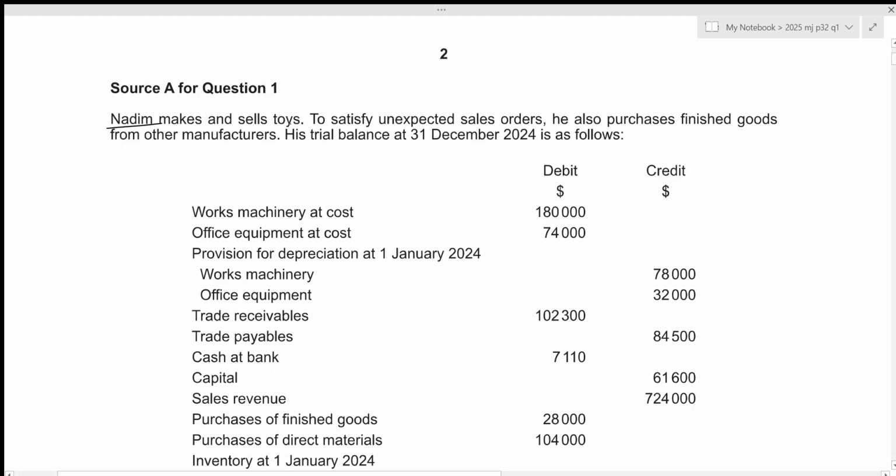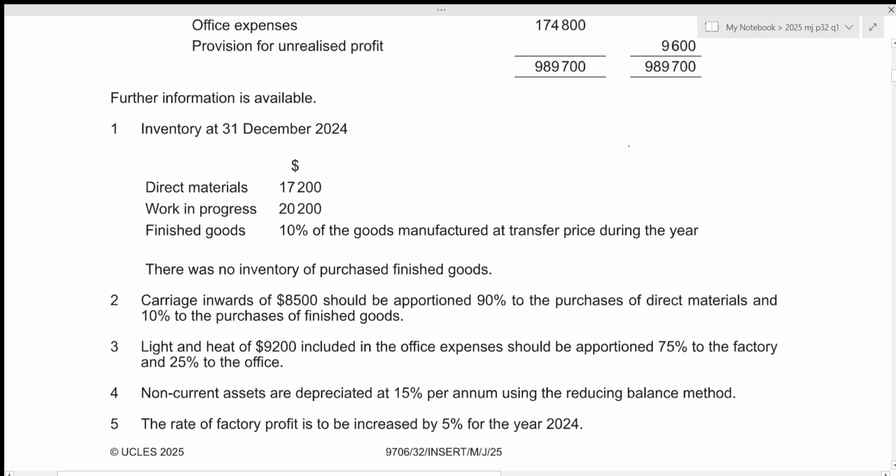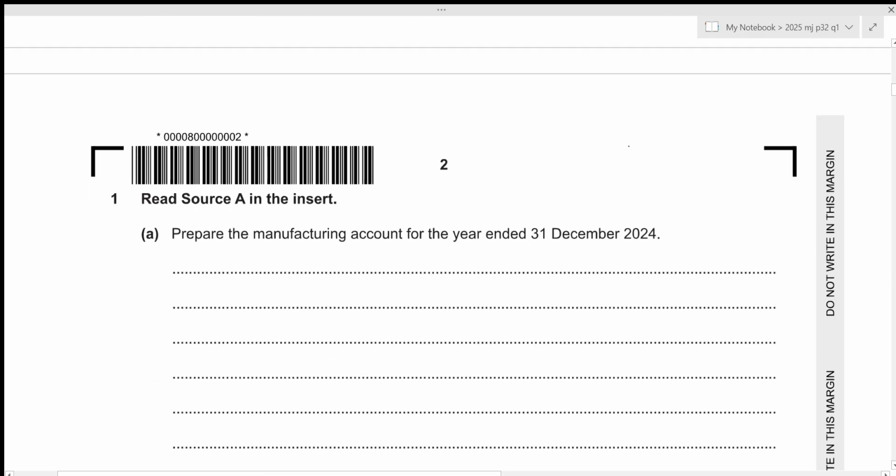Nadim makes and sells toys. To satisfy unexpected sales orders, he also purchases finished goods from other manufacturers. His trial balance at 31st December 2024 is as follows. Okay, we have been given a list of information. We have some further information as well. Now, for the first part, we need to prepare the manufacturing account for the year ended 31st December 2024.